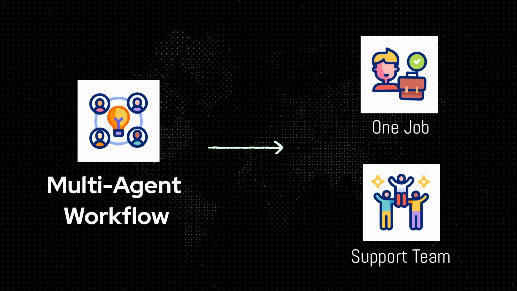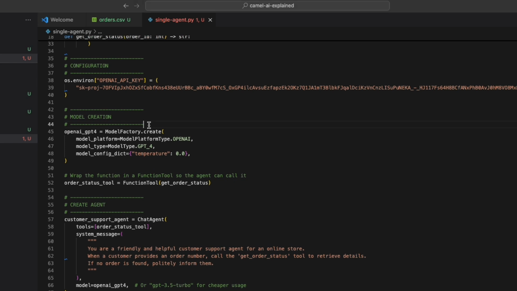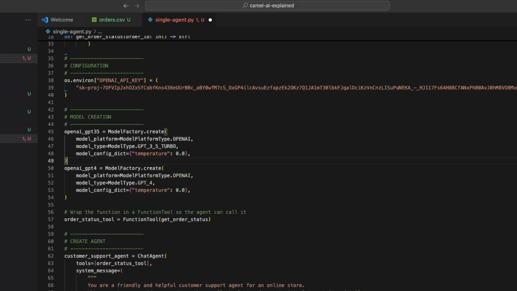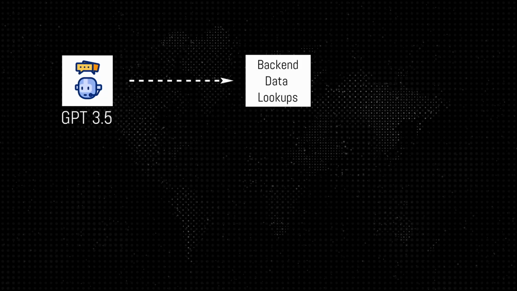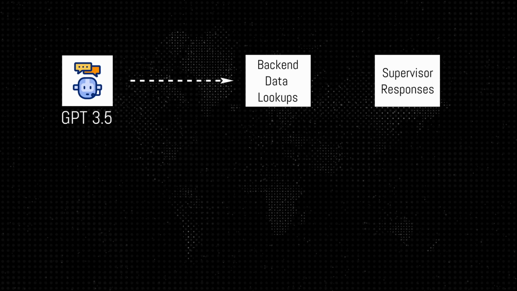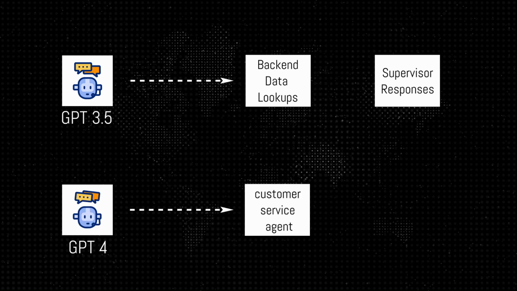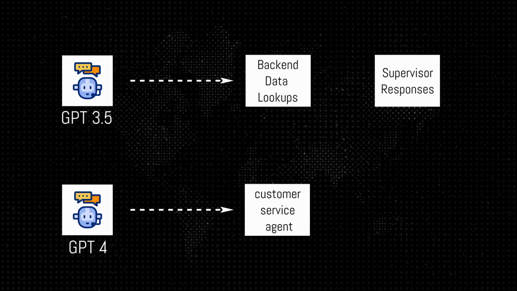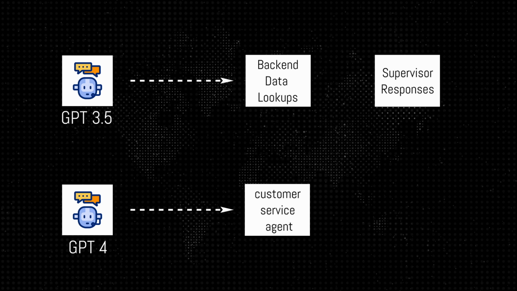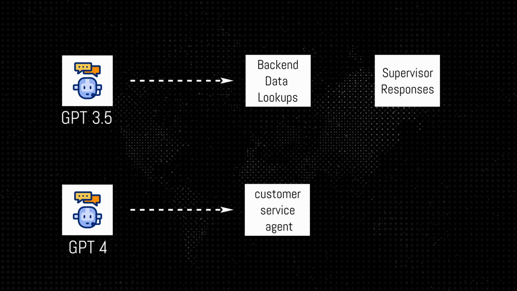In this setup, not every task needs the full power of GPT-4. We use GPT 3.5 for back-end data lookups and supervisor responses, since those are cheaper and more mechanical. And we reserve GPT-4 for the frontline customer service agent, where high-quality language really matters. This balance keeps our system both cost-efficient and high quality.